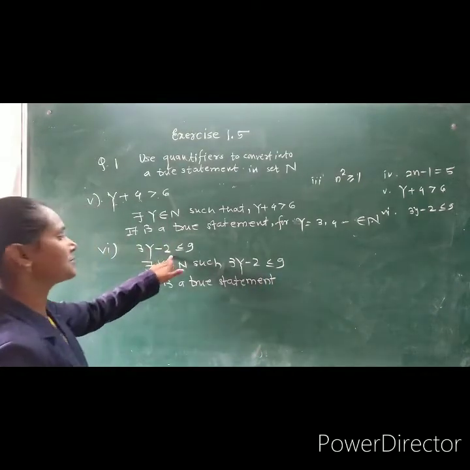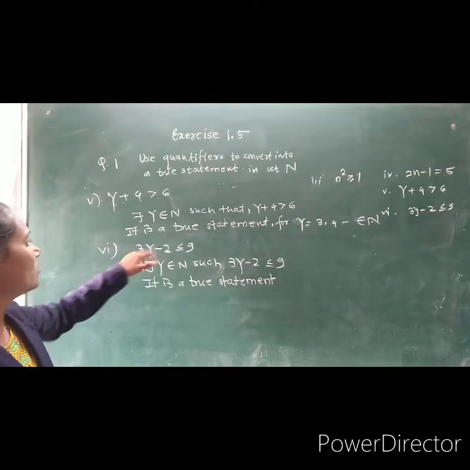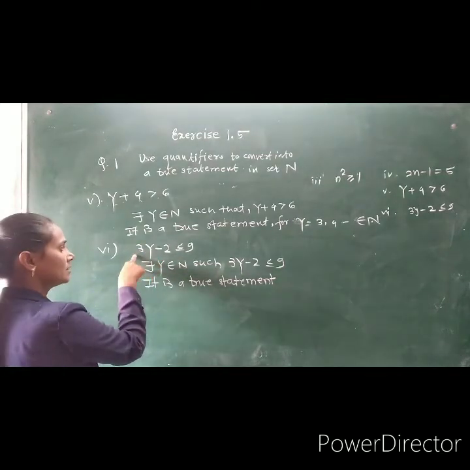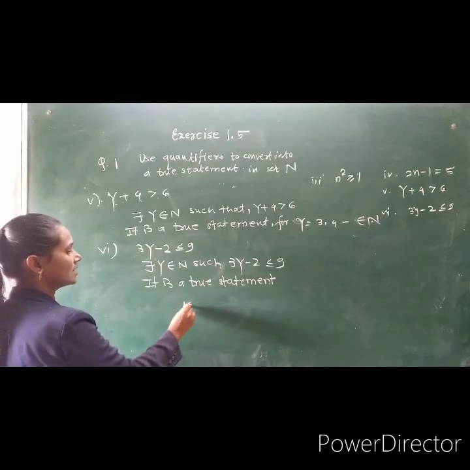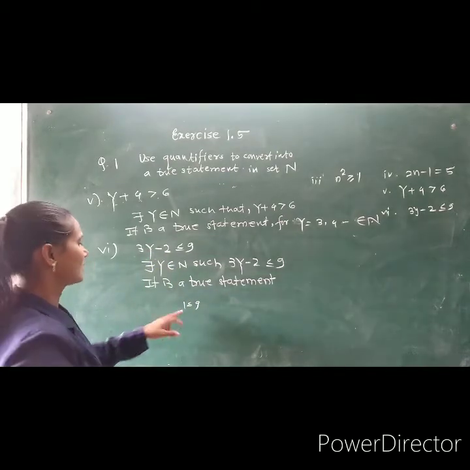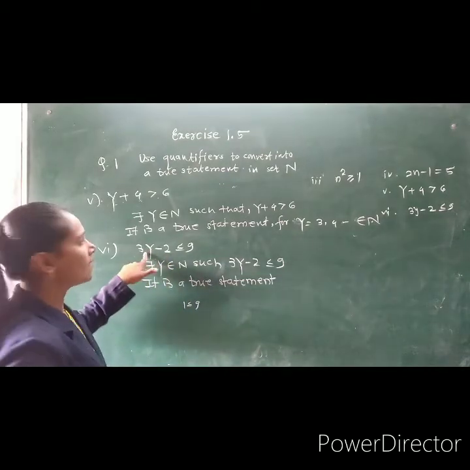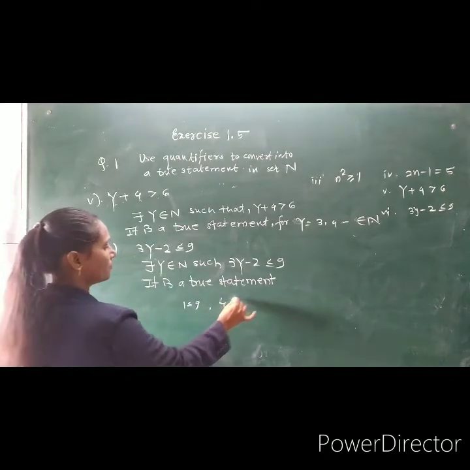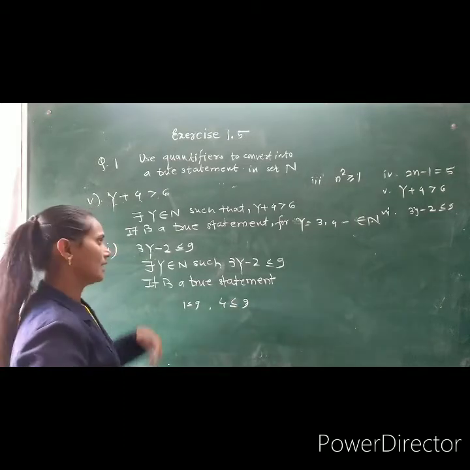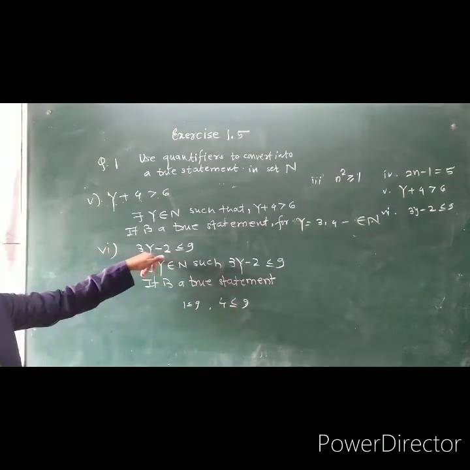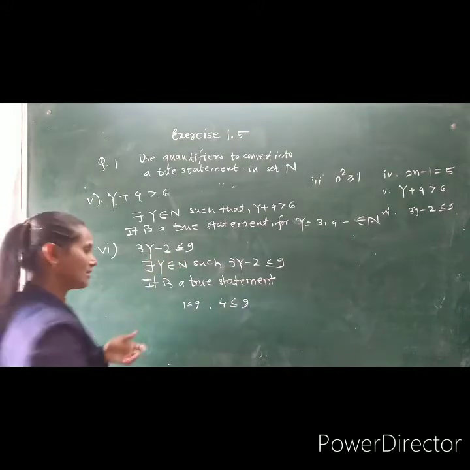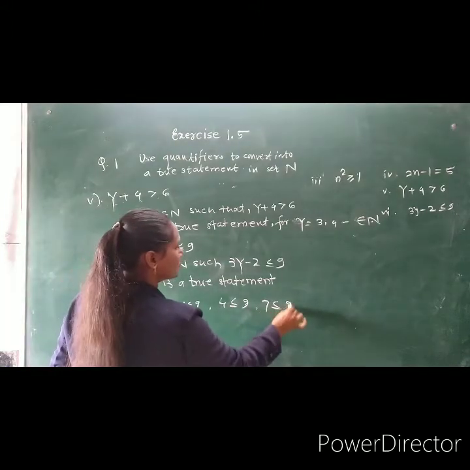But when is it true? If we take the value of y as 1, then 3 into 1 is 3, and 3 - 2 is 1. Is 1 ≤ 9? Correct. Next, if we take y as 2, 3 into 2 is 6, 6 - 2 is 4, and 4 ≤ 9. If we take y equal to 3, then 3 into 3 is 9, 9 - 2 is 7, so 7 ≤ 9.